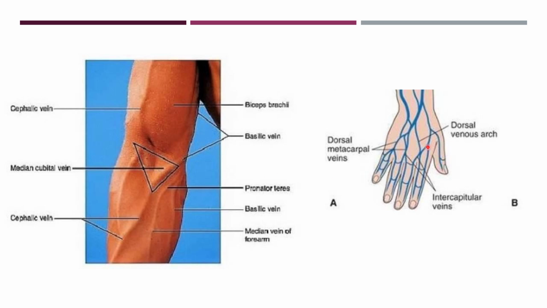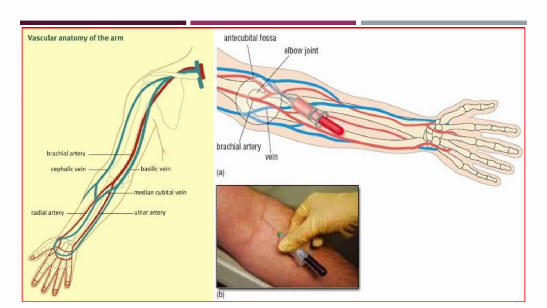The second figure shows the back of the hand, in which the dorsal venous arch is present. The veins present here are the dorsal metacarpal veins and the capitular veins. From either of these veins, you can consider collecting the blood sample. This is the same figure which was shown previously.